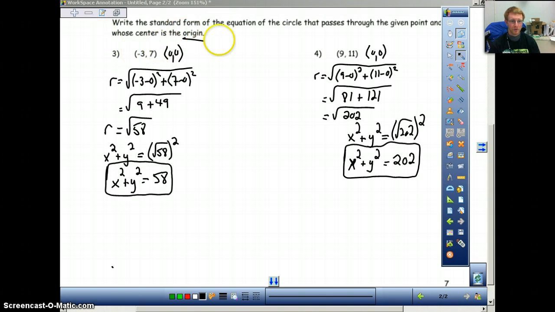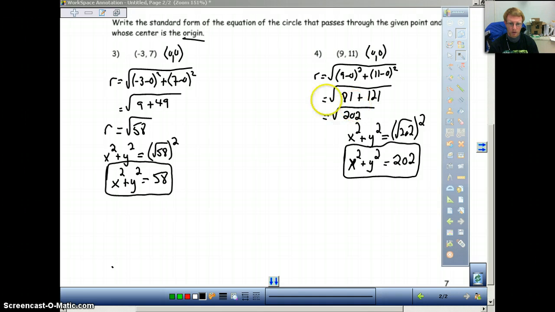All right, so both of these again have the origin as the center. So that means 0, 0 will be it for both of them. So again, we use the distance formula to find what the radius will be. In this first one, we ended up with 9 plus 49, which is the square root of 58. So what you should have done was x squared plus y squared equals the square root of 58 squared. Well, if you recall, a square root and a square will just cancel out. So this equation is simple: x squared plus y squared equals just 58.